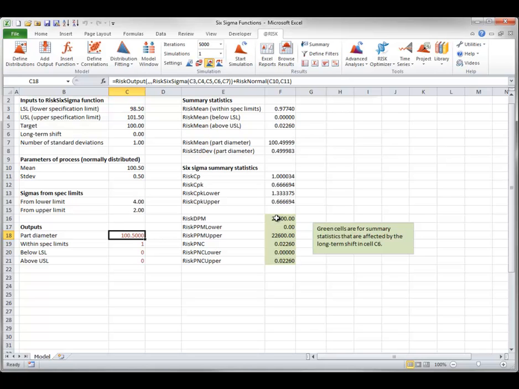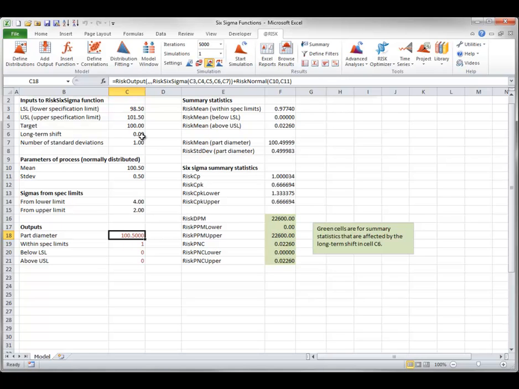There is one famous number you might have heard in quality control settings, 3.4 defectives per million parts. This number arises from two conditions. First, the process is assumed to be a 6 sigma process. However, the second condition is that the mean might have shifted off target by as much as 1.5 standard deviations. The idea is that a shift of this magnitude might take a while to recognize. At Risk lets you simulate such a shift with its long-term shift parameter in cell C6.